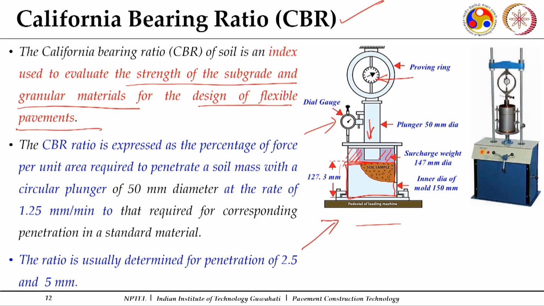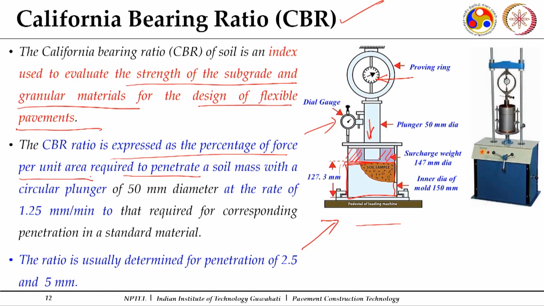So, the sample to be used for this test is the one prepared using the optimum moisture content and the maximum dry density. CBR is referred to as the percentage of force per unit area, that is, the pressure required. This plunger has a diameter of 5 centimeters, so we can work out the area for it. The load divided by area will give you the pressure.